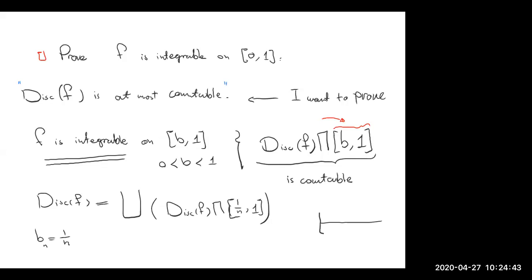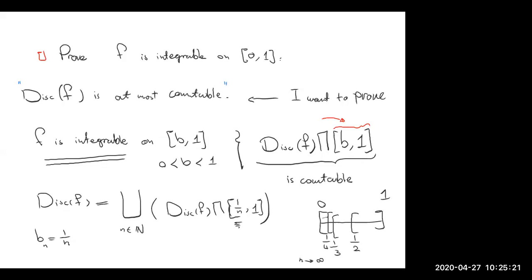Okay, so I have this interval from 0 to 1. I can construct this interval. I can first look at from 1 over 2 to 1, and then from 1 over 3 to 1, and then from 1 over 4 to 1. As you can see, these intervals are getting closer and closer to the interval from 0 to 1. So when n is going to infinity, 1 over n is converging to 0.